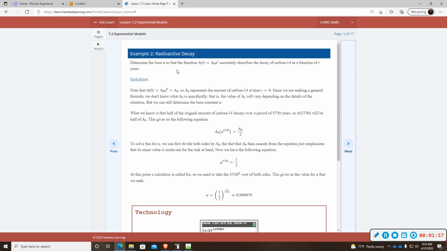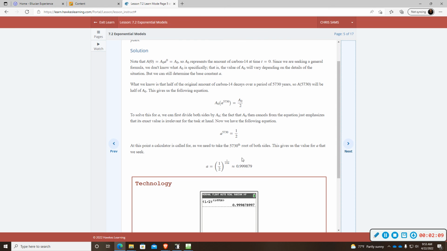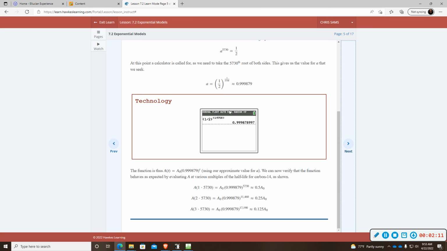This example 2 is very good. It's similar to number 3 that you will see in the homework. It goes through and explains how to do it, and I will work it exactly like this. You will need a calculator in this section. Graphing calculator will be best, so you can do it the same way that I do it. But even if you don't have a graphing calculator, you can still do a lot of this with a basic calculator.